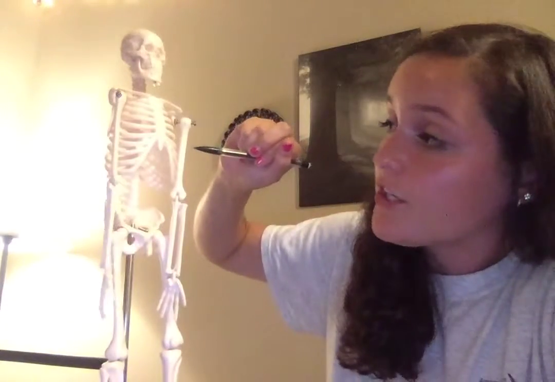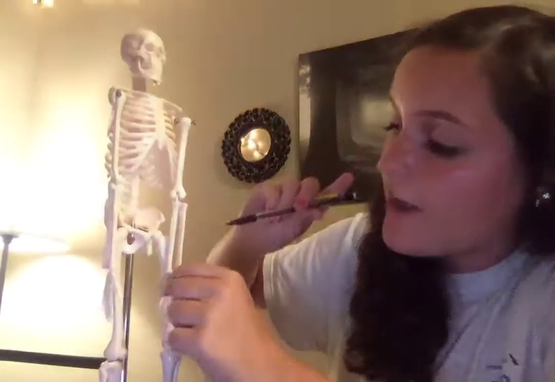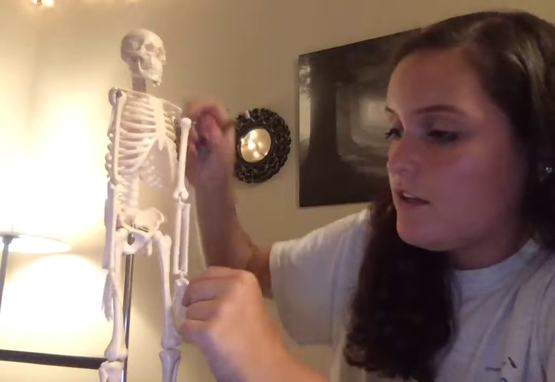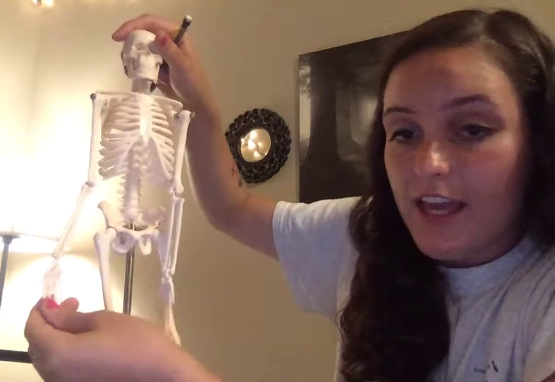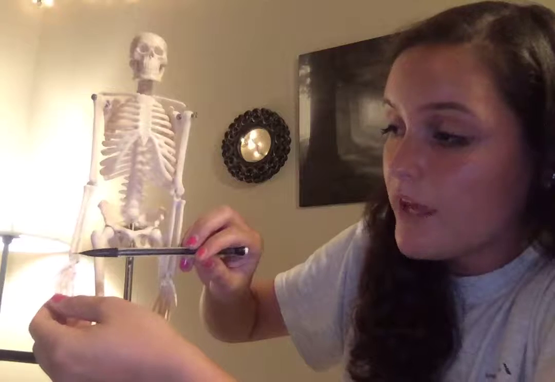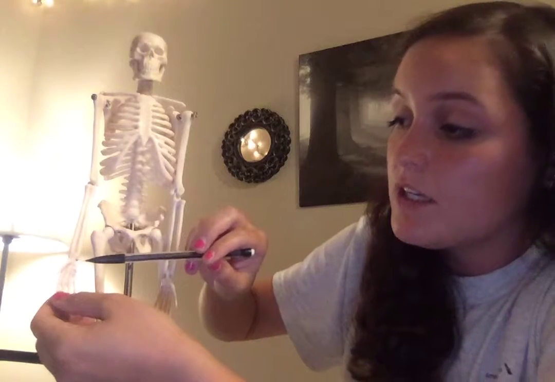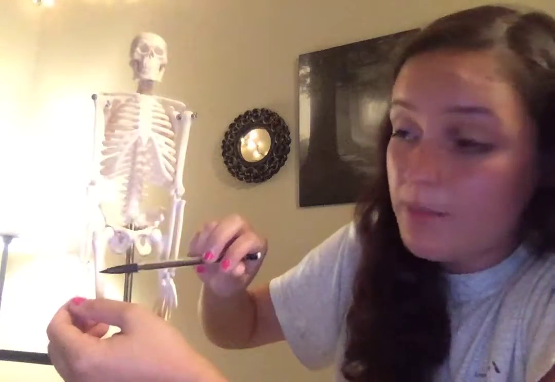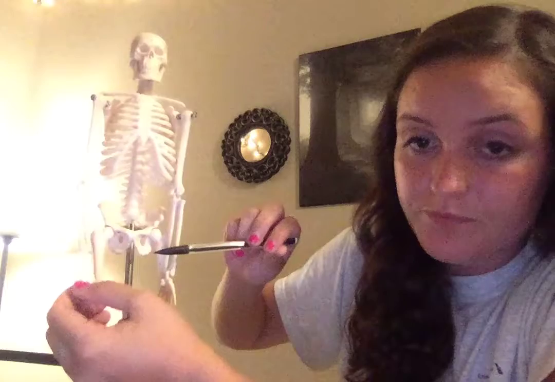Here we have our humerus, we have our ulna, we have our radius, and located in the hand, we have our scaphoid bone, we have our hamate bone, trapezium bone, and trapezoid bone, along with our lunate bone and capitate bone.